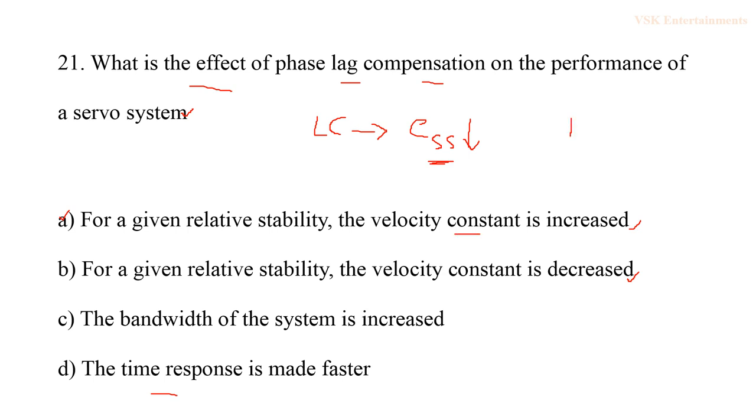And we know the relation between steady state error and velocity constant. The relation between these two is given as velocity constant KV is equal to 1 by ESS, that is 1 by steady state error. Coming to the property of the lag compensator, here ESS decreases, meaning steady state error decreases. By decreasing the steady state error, the velocity constant is going to increase. So coming to options, for a given relative stability, velocity constant is increased. So option A is the right answer for this bit.